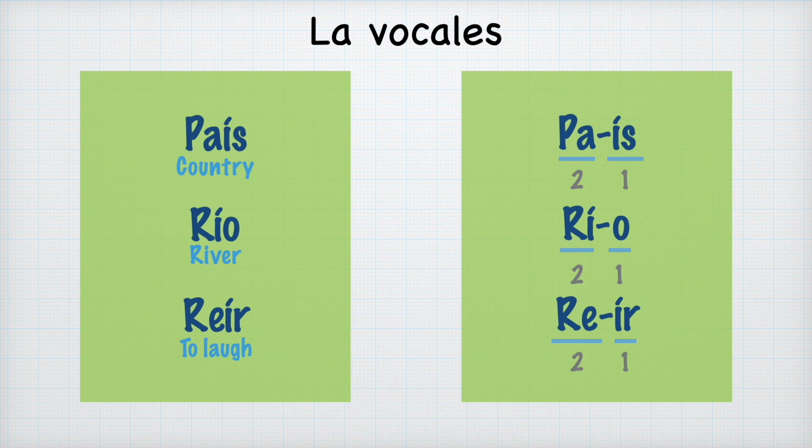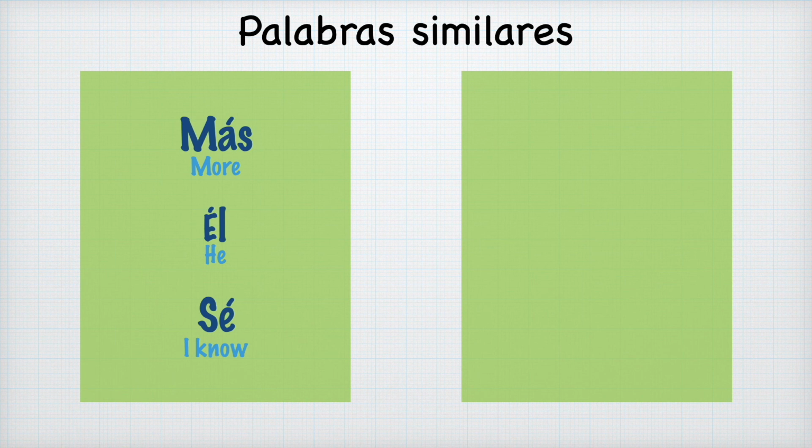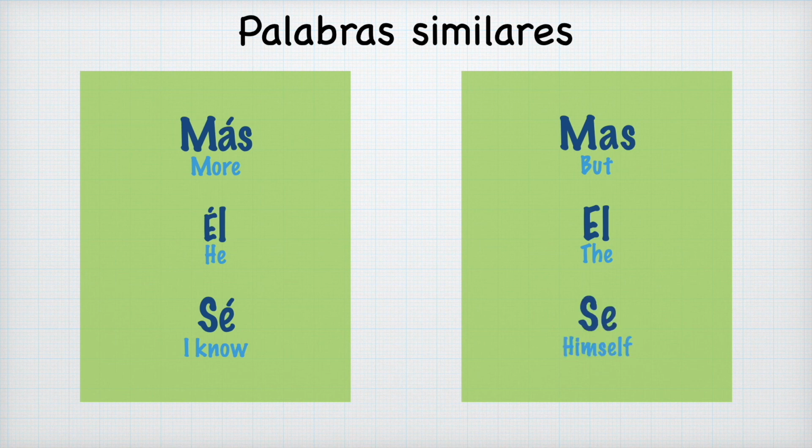stressed. Accents are also used when 2 words are spelled the same but have different meanings. We usually don't add accents to 1 syllable words, but here are a few examples. Más means more. Él means he. Sé means I know. But we also have these words with different meanings. And the difference is the accent. Mas, without the accent, means but. El, without the accent, means the. And se, without the accent, means himself.